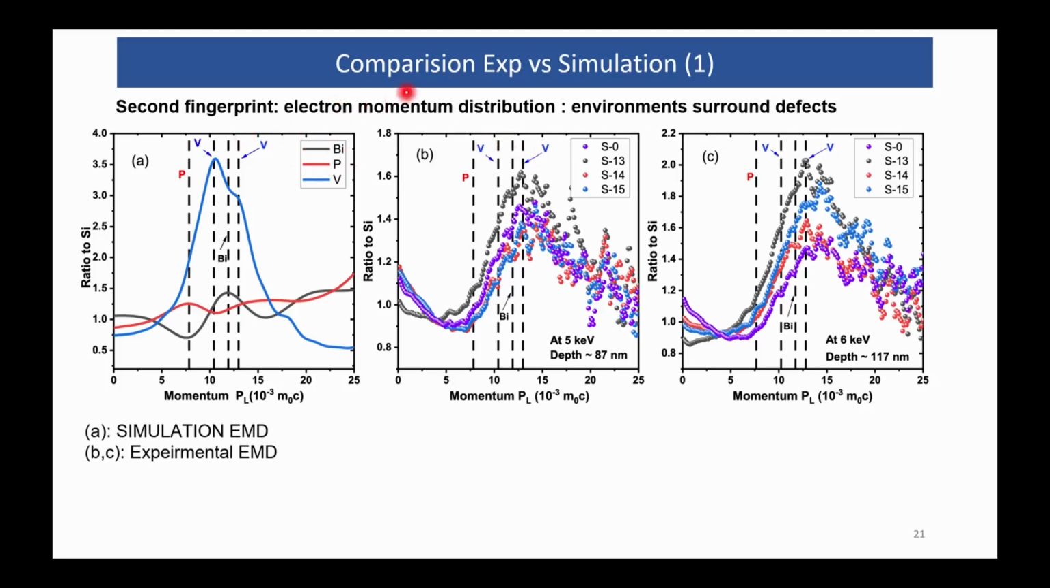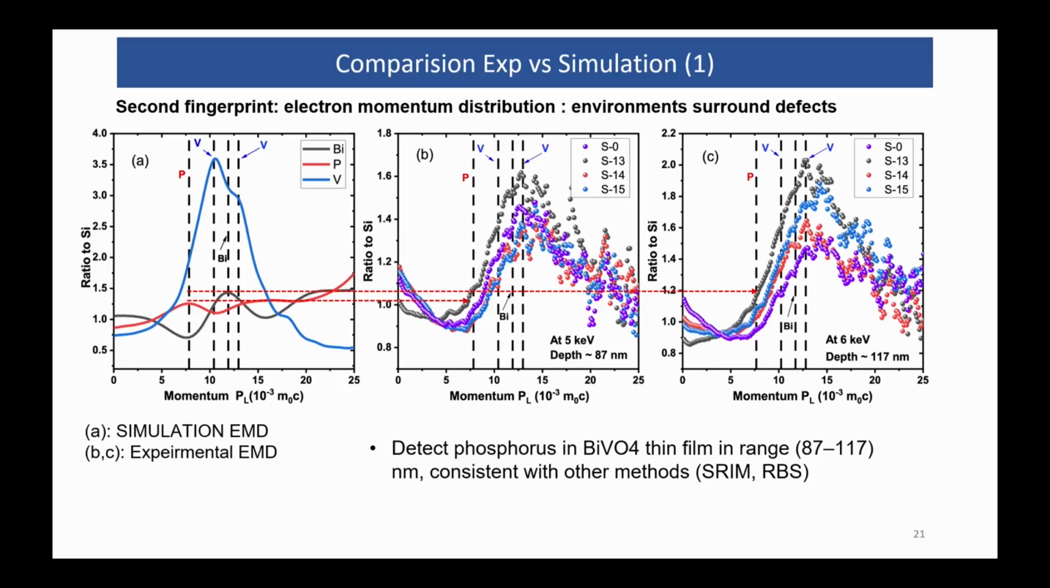So for the second fingerprint here, we collect the momentum distribution from theoretical and experiment also. It will show the environment surrounding the defect. And you see that for the first time, we detect phosphorus by the peak at 7. But other methods cannot detect it. And we can see again the high sensitivity of the positron method.